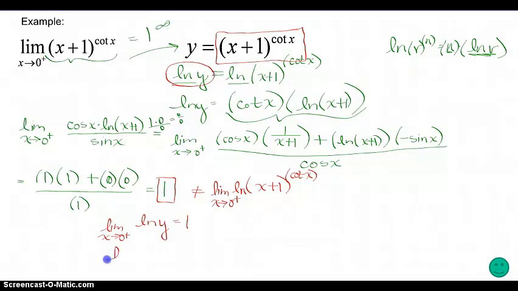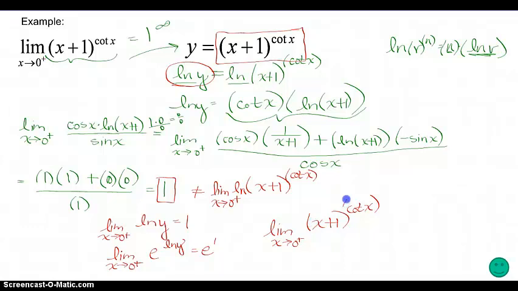Well, I undo that by bringing e to the party. So the limit as x approaches 0 from the right of e to the natural log of y has to equal e to the 1. So the limit of the original function, the limit as x approaches 0 from the right of my original function, where I got that indeterminate form I didn't know what to do with, those outputs are actually going to e. Now I'm done. There's my final answer.